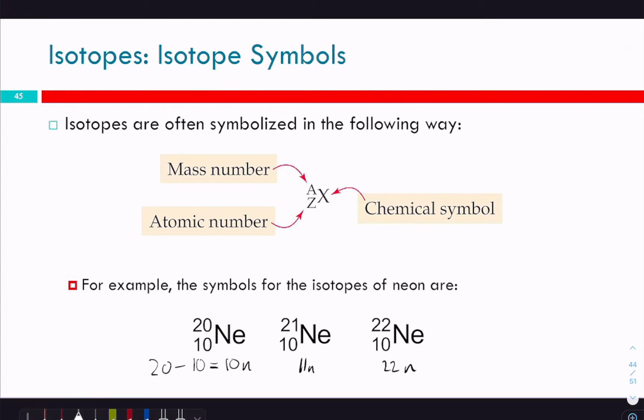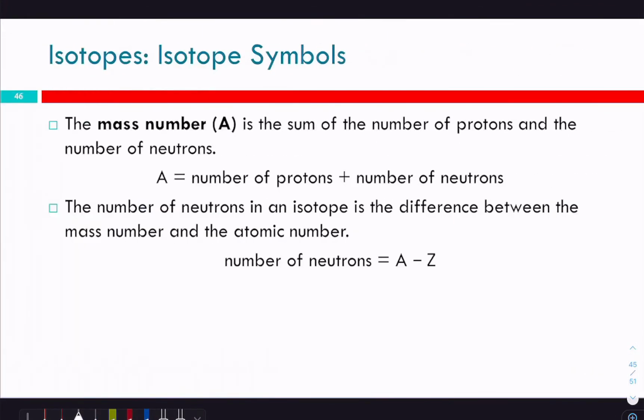So that top left number is the mass number. The bottom left number is the number of protons, or the atomic number. Don't ask me why mass number is A and atomic number is Z.